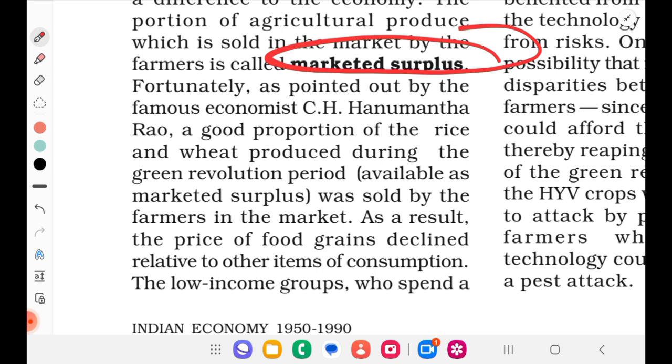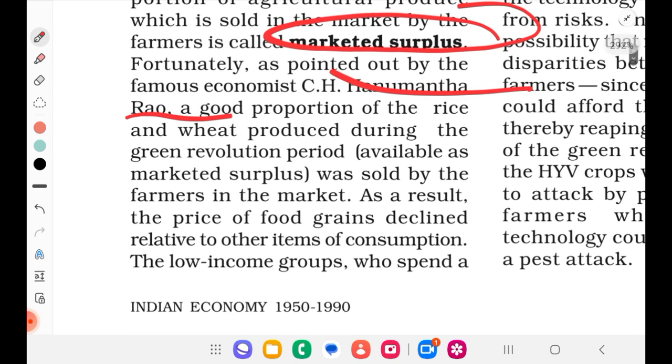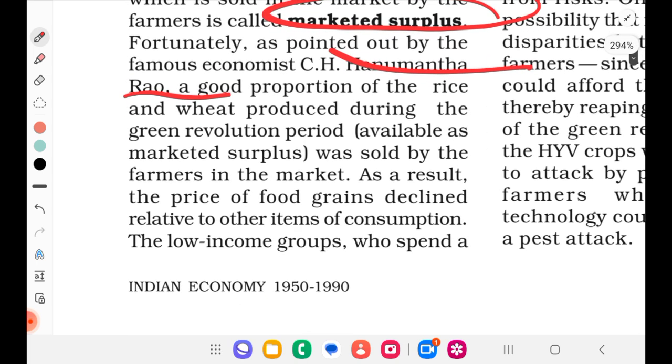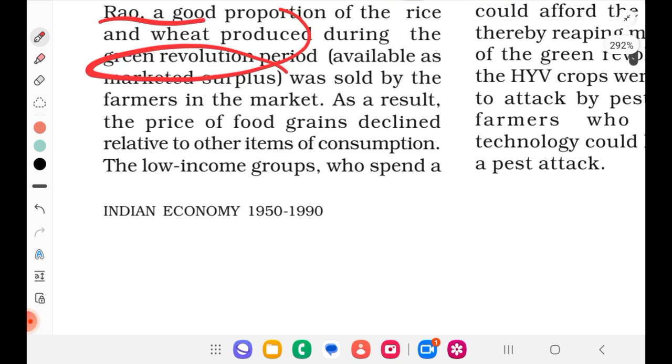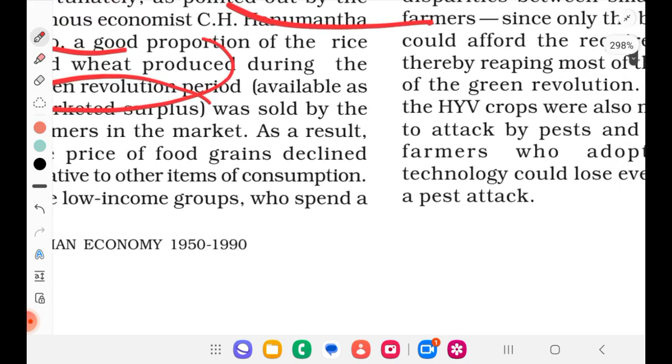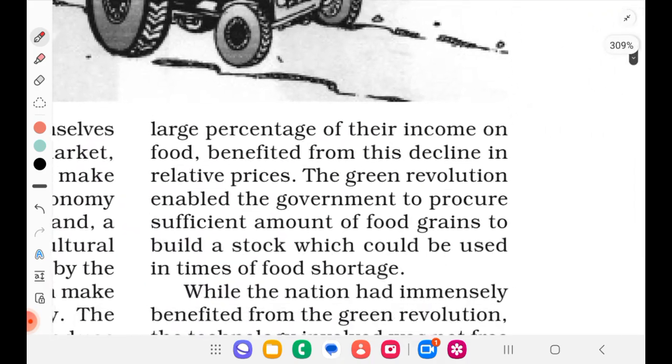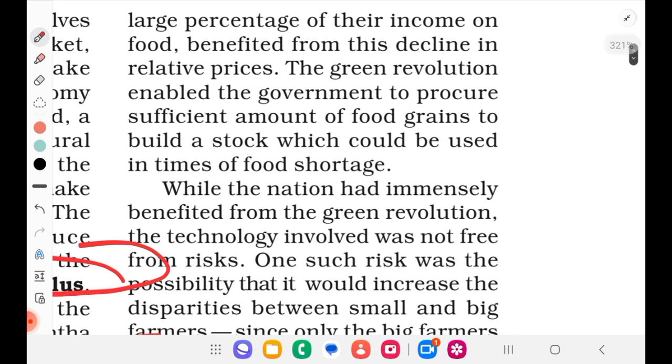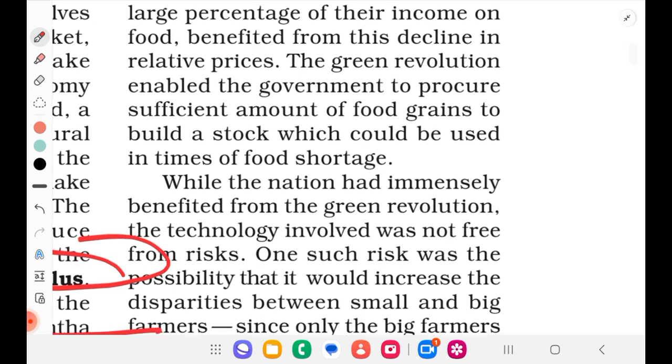A good proportion of the rice and wheat produced during the Green Revolution period, available as marketed surplus, was sold by the farmers in the market. As a result, the price of food grains declined relative to other items of consumption. The low-income groups who spent a large percentage of their income on food benefited from this decline in relative prices. The Green Revolution enabled the government to procure sufficient amount of food grains to build a stock which could be used in times of food shortage.